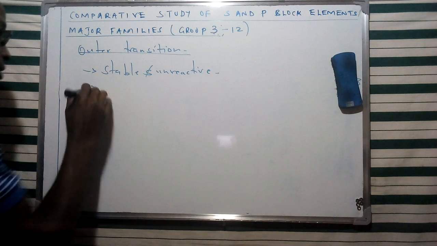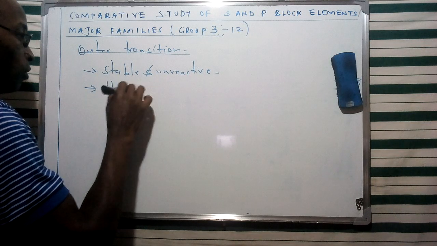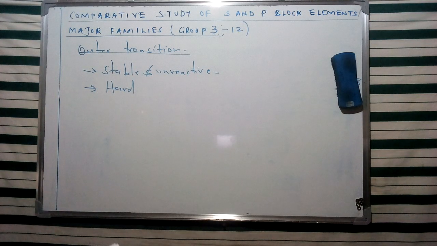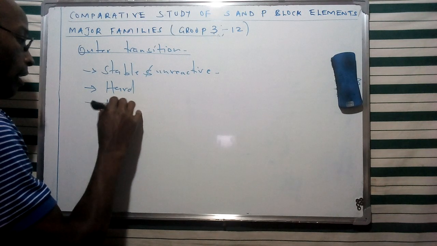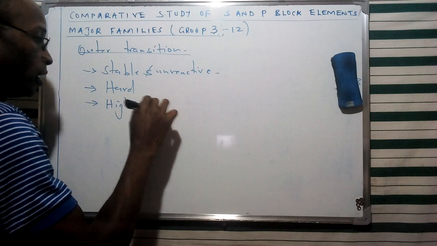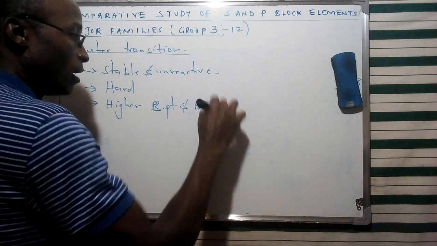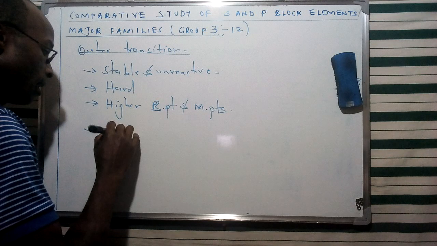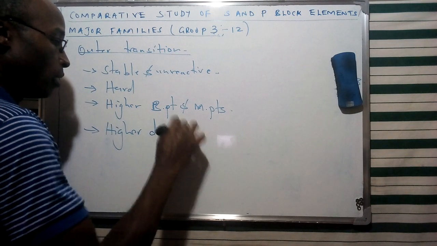Also, we are going to see that one of the characteristics is that they are going to be harder compared to the group 1 and 2 elements which we had listed. And then we're going to see that they're going to have relatively higher boiling points and melting points as compared to group 1 and 2, as we said. Their density is also going to be higher as compared to group 1 and 2, as we have said.